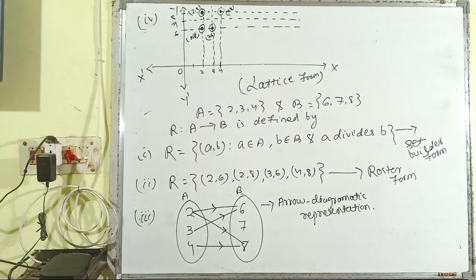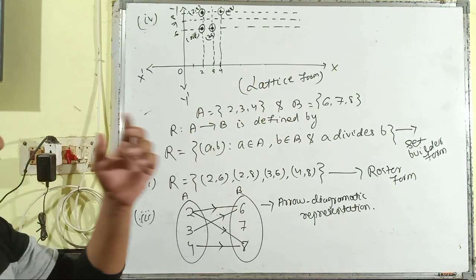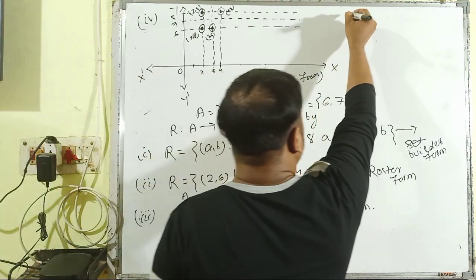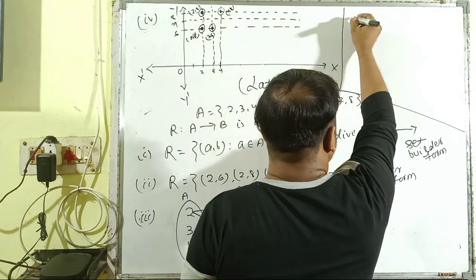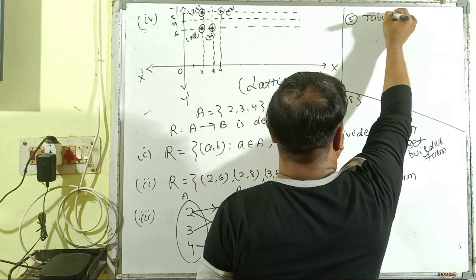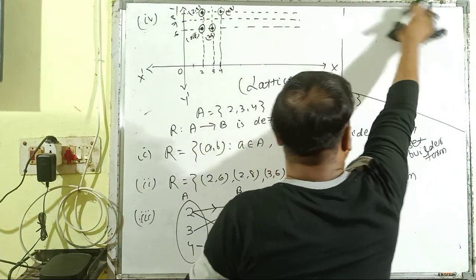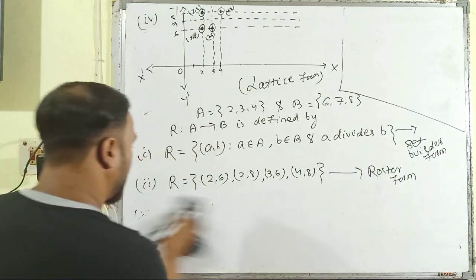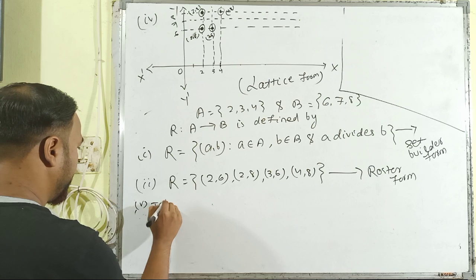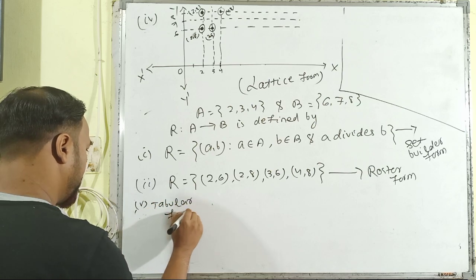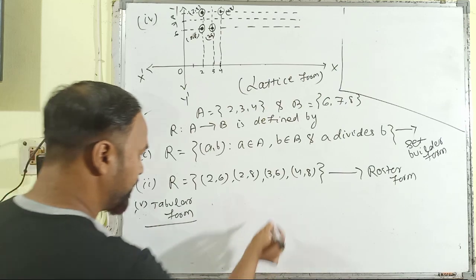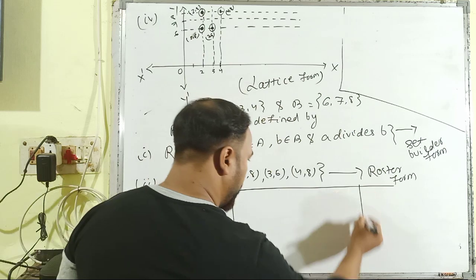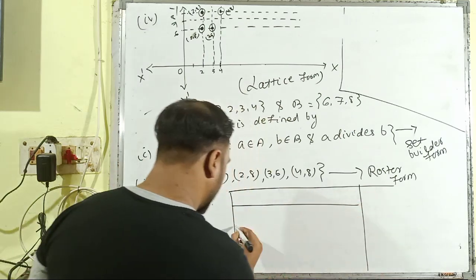So these are four types of representation of a relation in different formats, but there is another format, and that is the fifth one, the tabular form. We just have to draw a table for the tabular form, and here it is the table.